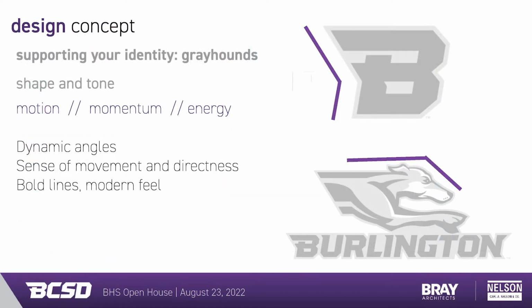Burlington School District's unique identity, the Greyhounds, plays out in the design concept implemented throughout the space. Dynamic angles provide a sense of movement, momentum, and energy. Burlington Purple boldly draws attention to architectural features that underline the strength and confidence of Greyhound character.